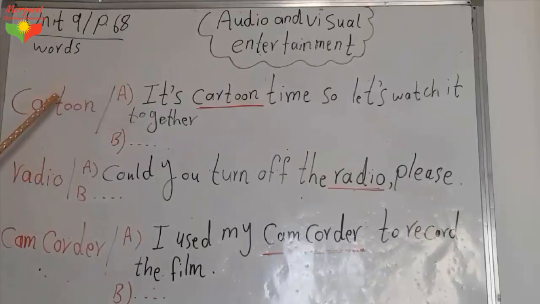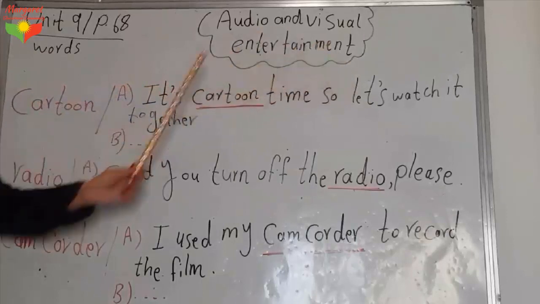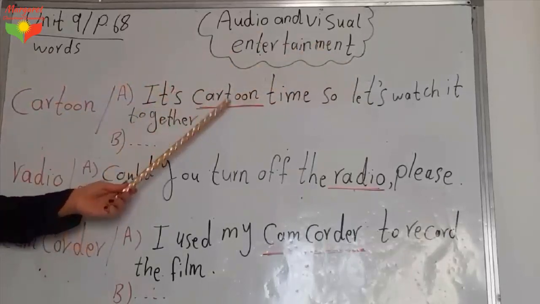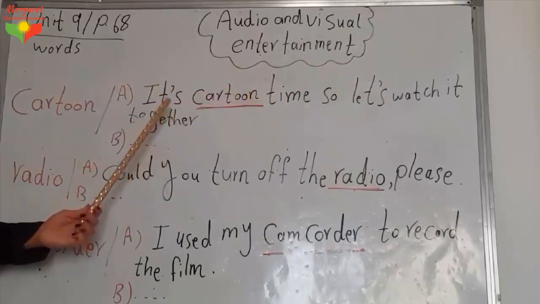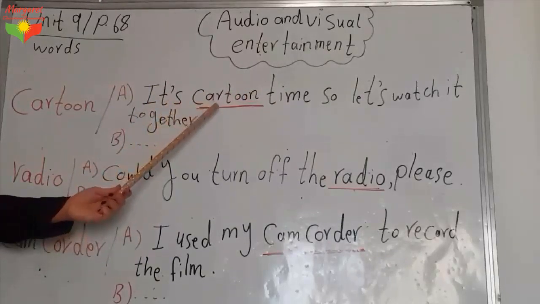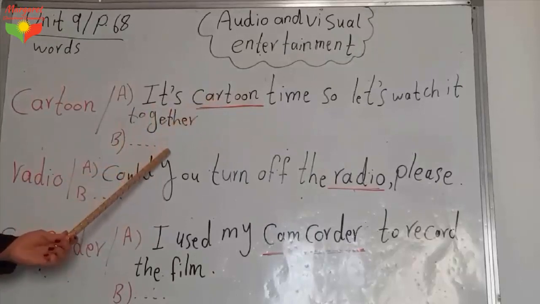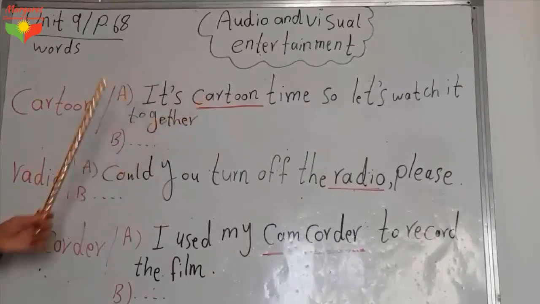So the first word in the book was cartoon. I wrote the sentence: It's cartoon time, so let us watch it together. I told somebody, because it's cartoon time, let's watch together, and I underlined the word cartoon because it means that I put this word into a sentence. So B is for yourself: like me, write a sentence and use this word in your sentence.